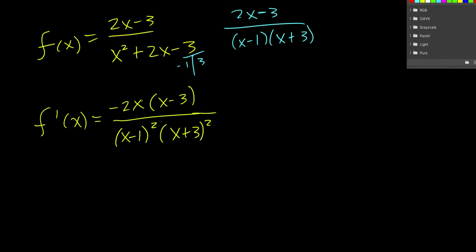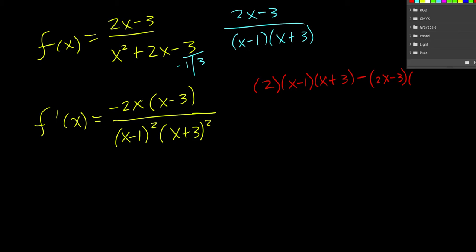I always get mixed up on the quotient rule, so I'm going to go back and cheat and look in the book. But remember, you can use your cheat sheet as well. Okay, so the first thing is we take the derivative of the top, so that's just 2. And then we multiply that by the bottom. Then we subtract that, and we take just the top, and then we times that by the derivative of the bottom.